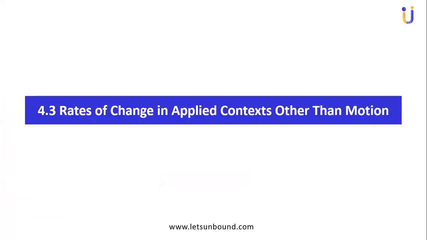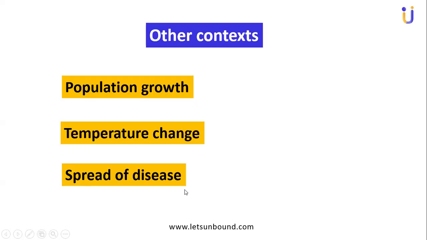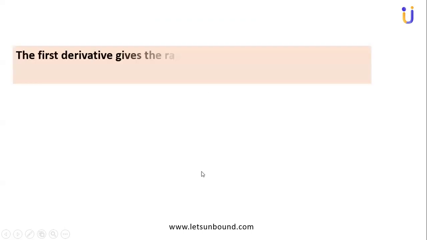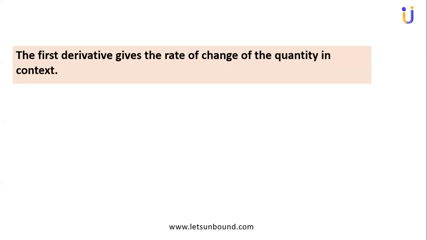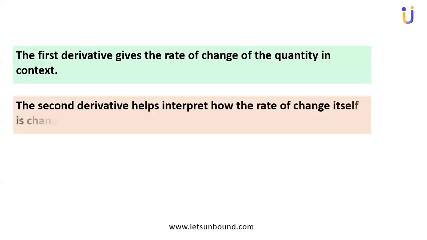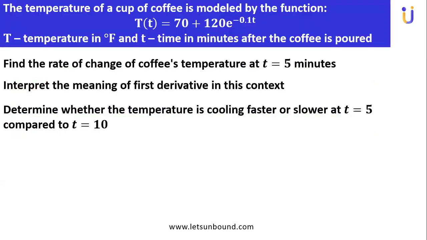Right? And rates of change in applied contexts other than motion. Yes, population growth, temperature change, and spread of disease. These are some common examples, and we have a lot more. The main thing is that the first derivative gives you the rate of change of the quantity in that context. And the second derivative helps you interpret how the rate of change is itself changing, right?